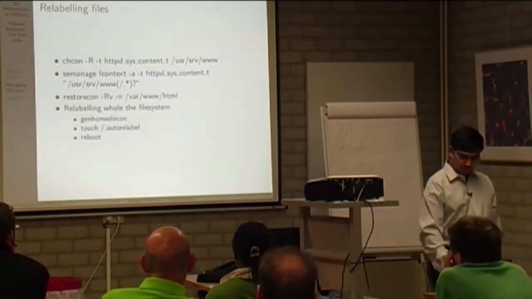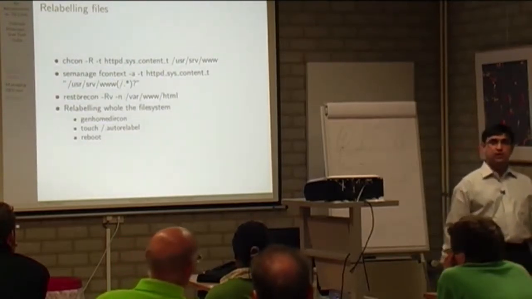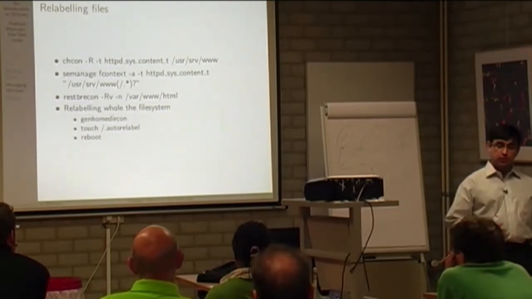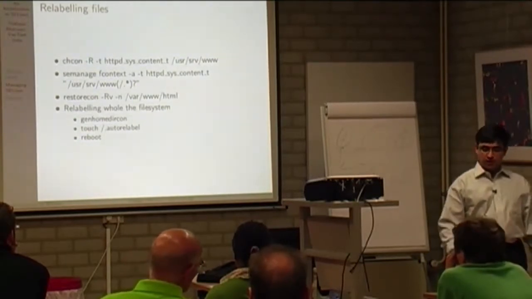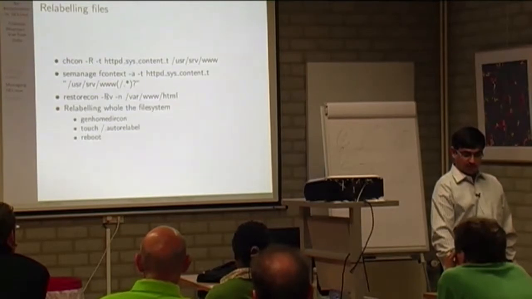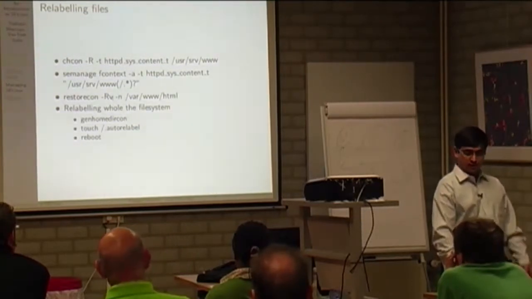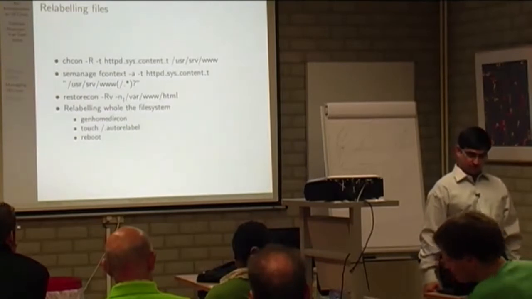If you don't remember what the default is, or you want to have the default context on a certain folder, you use the command called restorecon. So R again for recursive, V so that it tells you what it's doing, and N because you want to normalize it to the normal system.